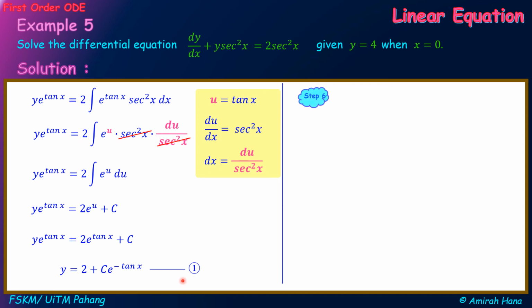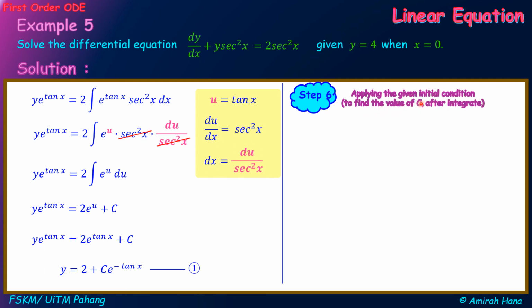We continue with step 6. Okay? If the initial condition is not given, this is our final answer. This is called the general solution. Okay? But now, the initial condition is given. So, we need to continue with step 6 to find the value of C. Step 6, applying the given initial condition to find the value of C after we integrate.